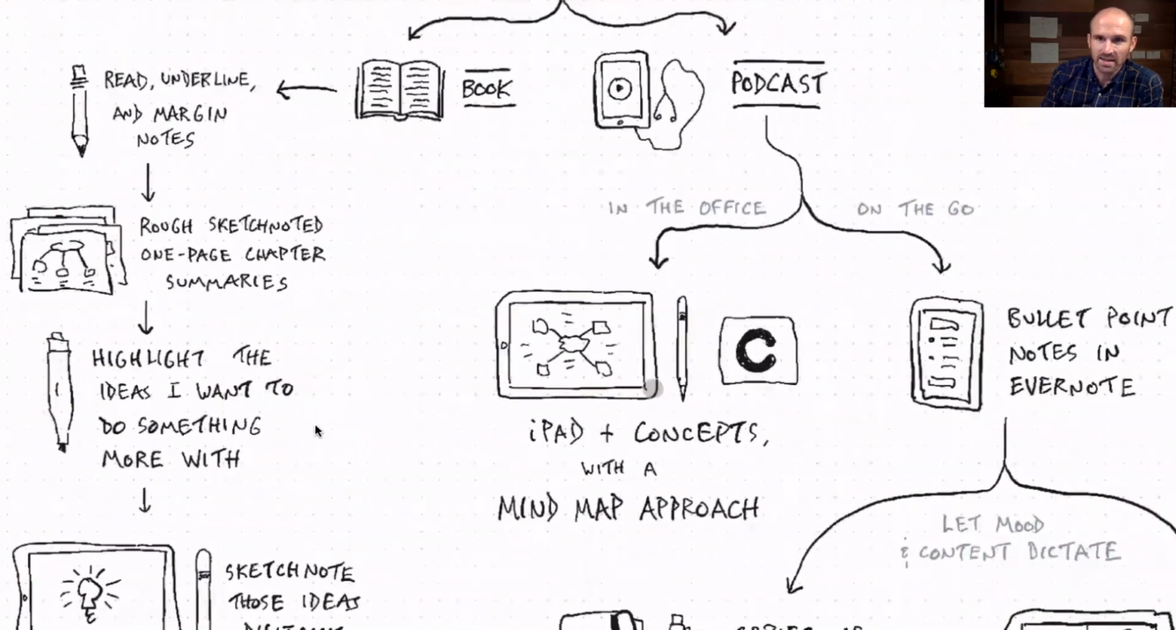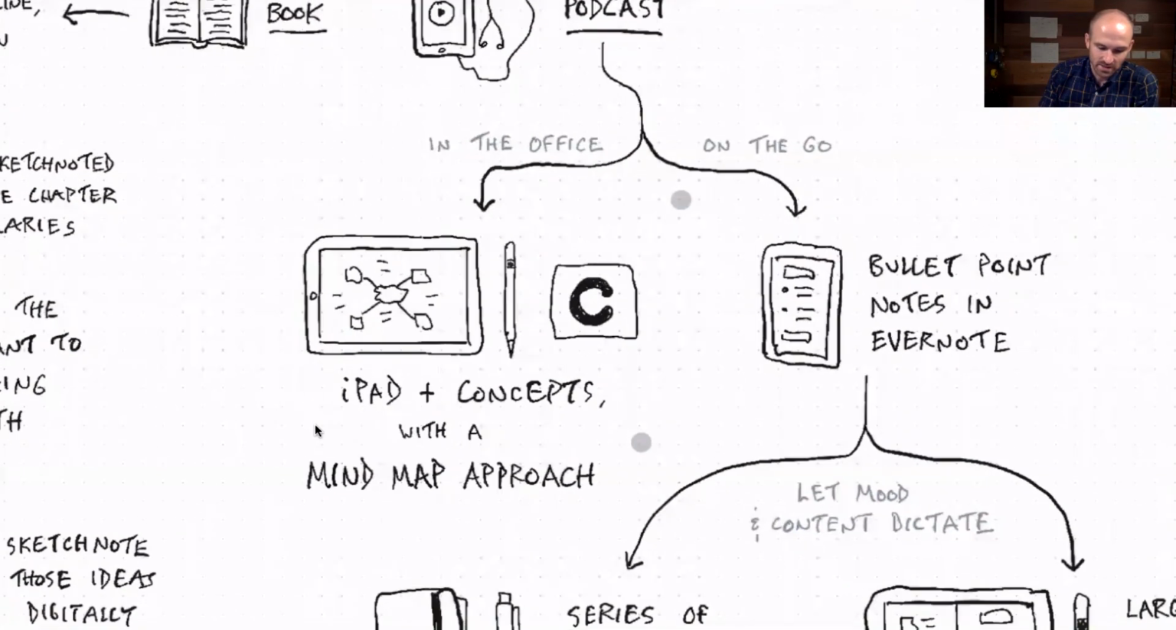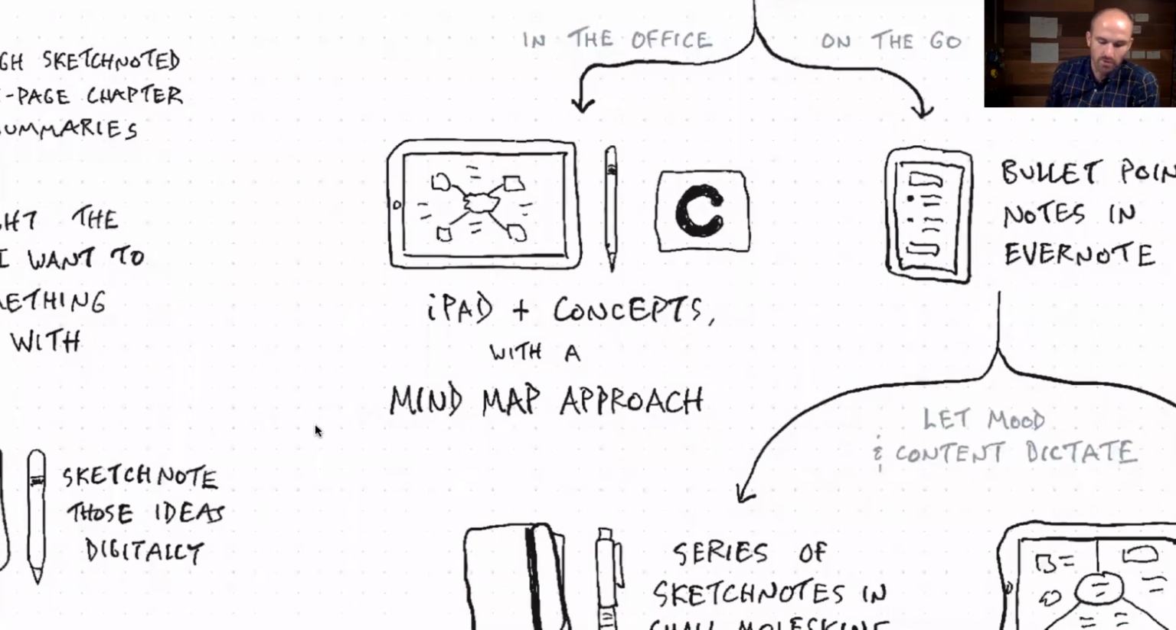With a podcast, there are a few different variants that I sometimes go down. If I'm taking notes in the office, I might go with this approach where I use my iPad and this same app here, Concepts, and I do some live sketch notes with a mind map approach. That's what I did when taking notes on Roxane Gay's interview with Chase Jarvis. I recorded that whole process in real time in case you'd like to see what iPad sketch notes look like, not sped up.